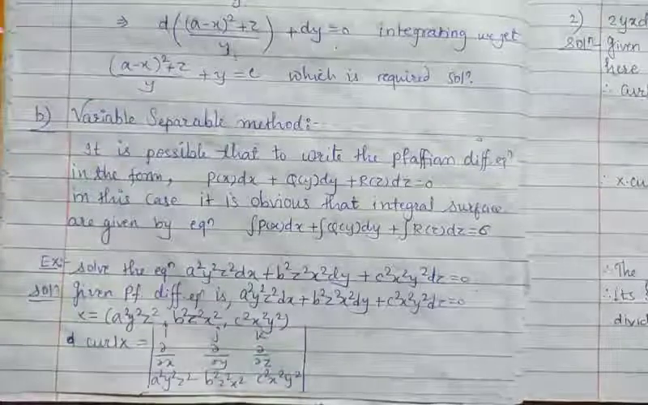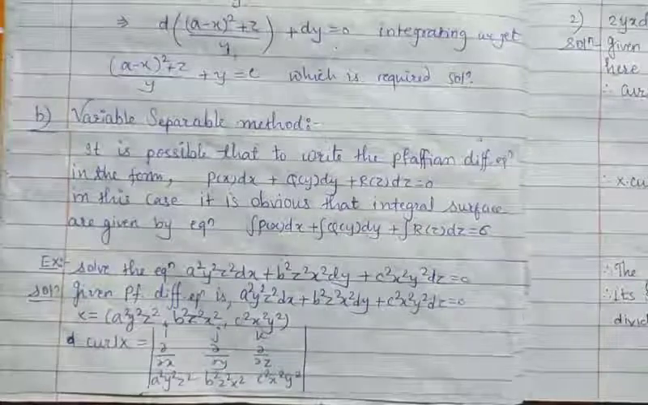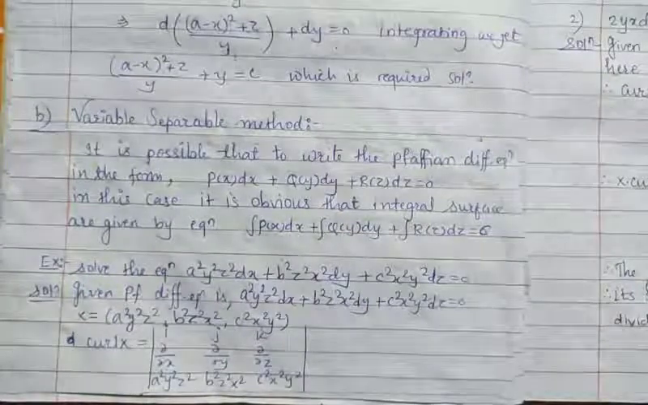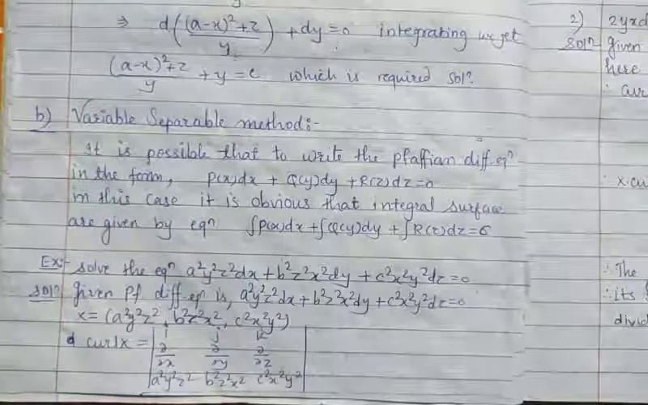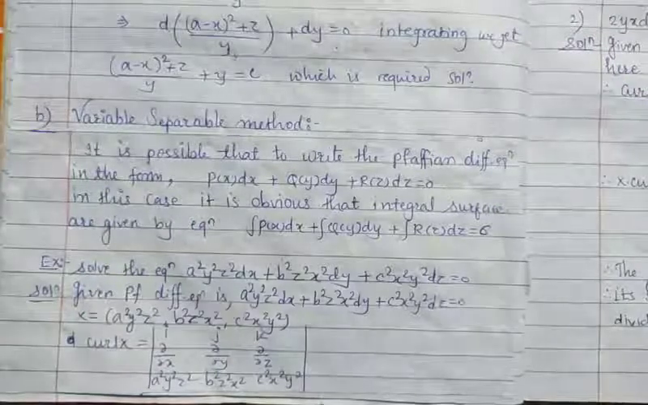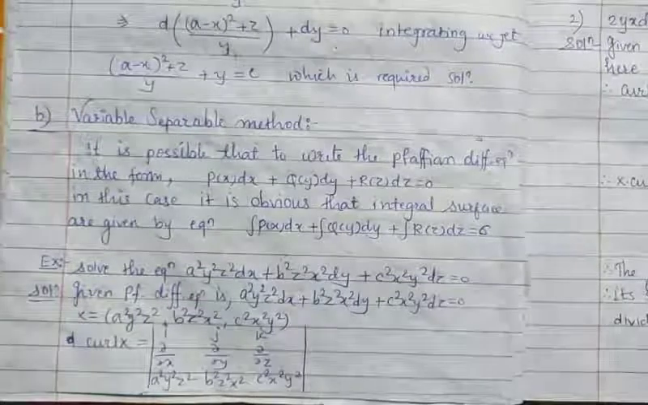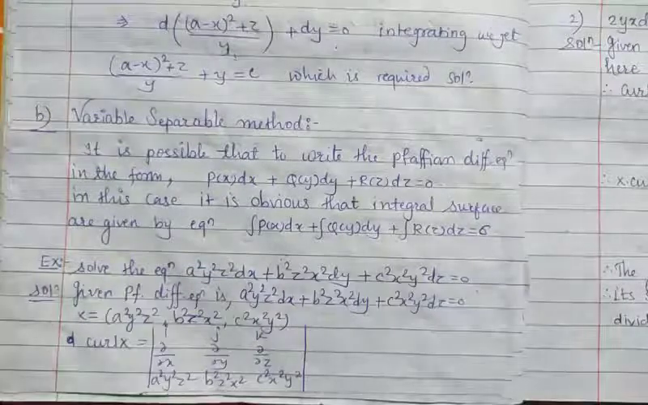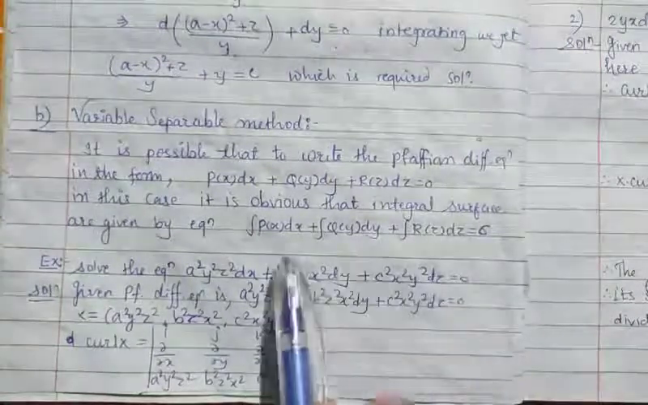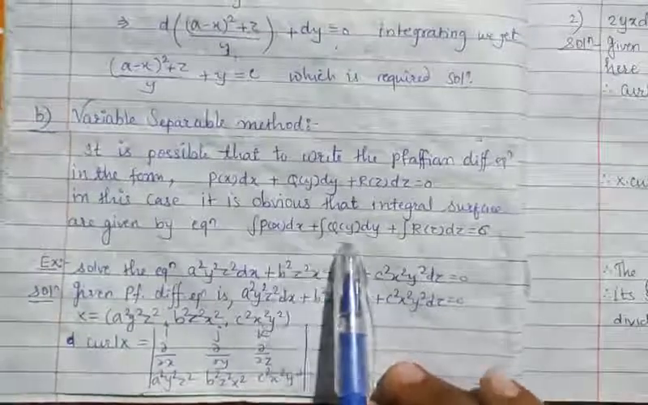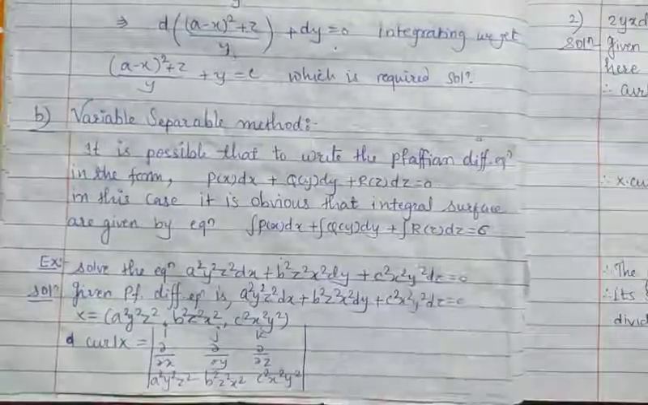Hello students, in this lecture we are going to see the second method, which is the variable separable method in Pfaffian differential equations. It is possible to write the given Pfaffian differential equation as P of x dx plus Q of y dy plus R of z dz is equal to 0. In this case it is obvious that after integrating, we get the integral of P of x dx plus the integral of Q of y dy plus the integral of R of z dz is equal to constant.